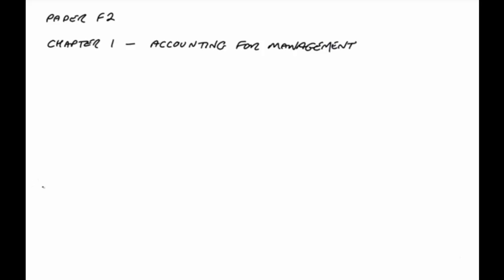Of the paper F2 notes, Accounting for Management. So if you haven't yet downloaded the course notes, then pause this and do download them and make sure you've got chapter 1 in front of you. And you'll see it is only a few pages, and it's very much, to be honest, background information. I'm not going to read it all to you.